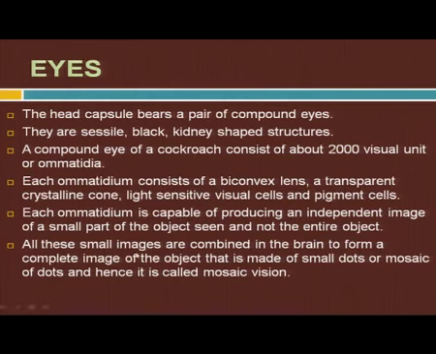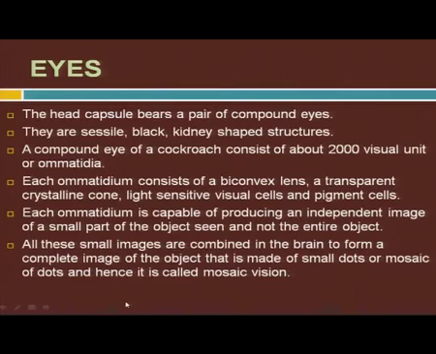So, all these small images are combined in the brain to form a complete image of the object that is made of small dots or a mosaic of dots. So, it shows a mosaic like pattern and therefore, this kind of vision is also known as mosaic vision. This is also a characteristic feature of the compound eye in cockroach, that they show mosaic vision.